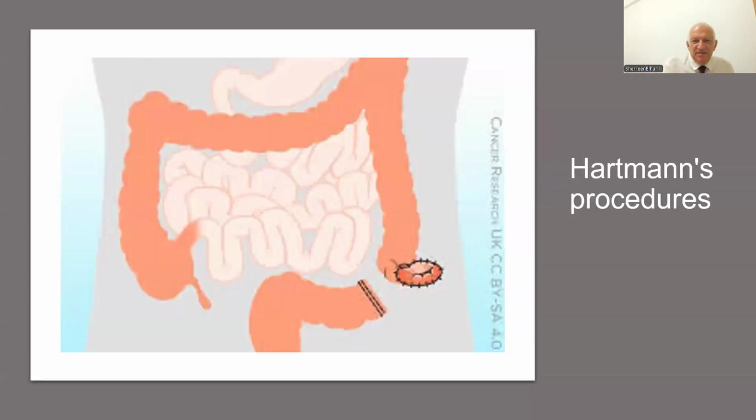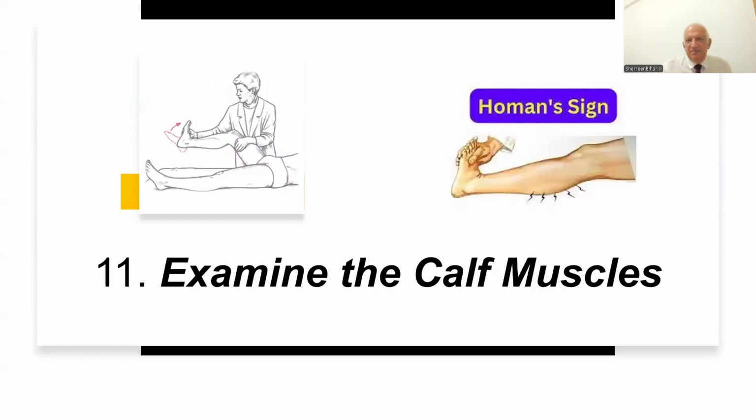After that, if it is a query of deep venous thrombosis, what else do you need to examine? I need to do Homan's sign. I need to examine the calf muscle. All right.